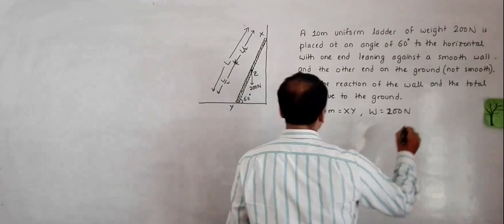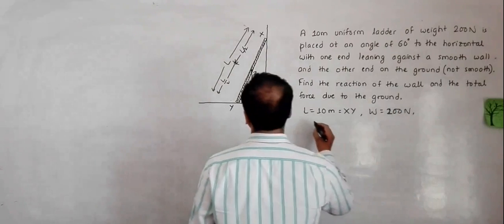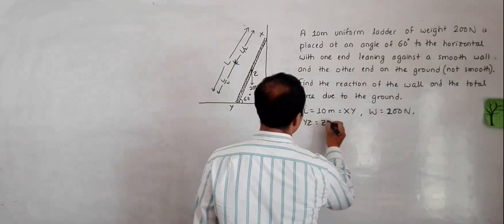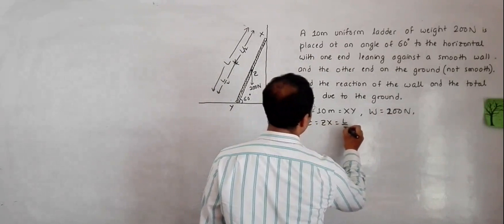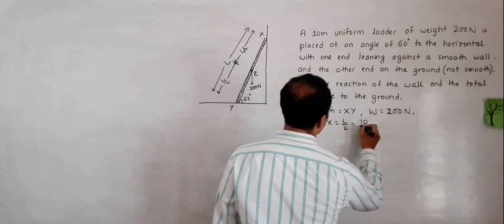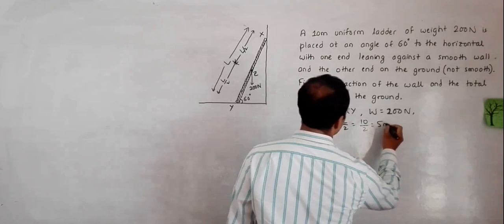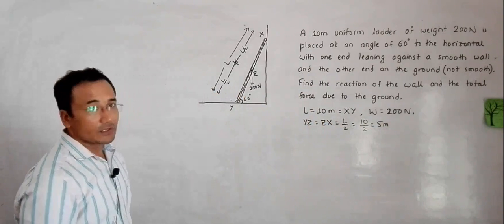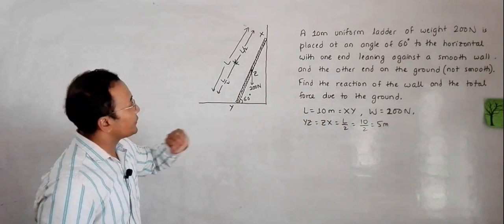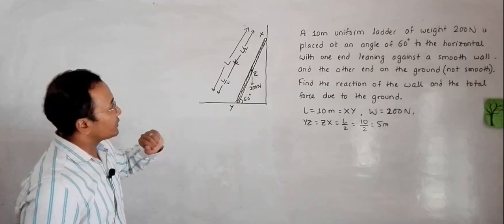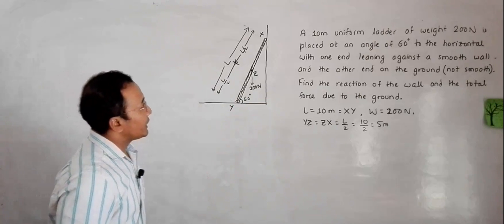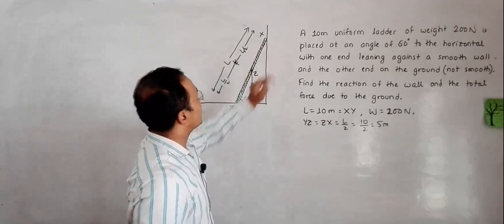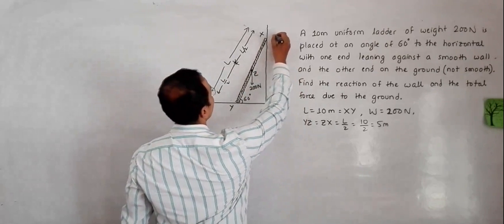If I write the symbols here, it will be YZ equal to ZX is equal to L by 2. That's equal to 10 by 2 equal to 5 meters. And now we have this angle of inclination as 60 degrees as shown here, the angle formed by the ladder with the horizontal. And it says that one end is leaning against a smooth wall. So this wall is smooth.